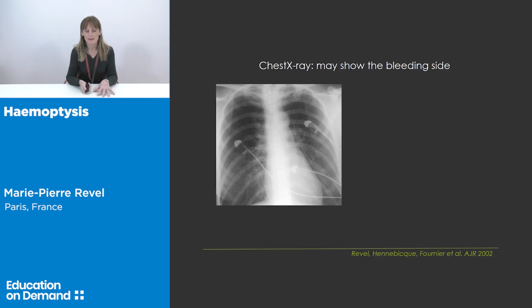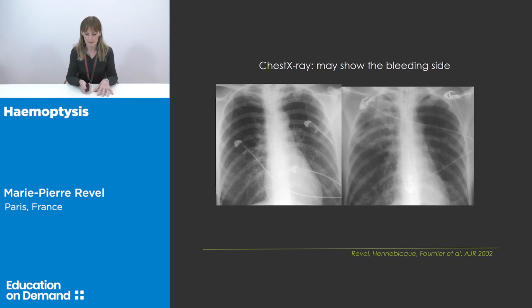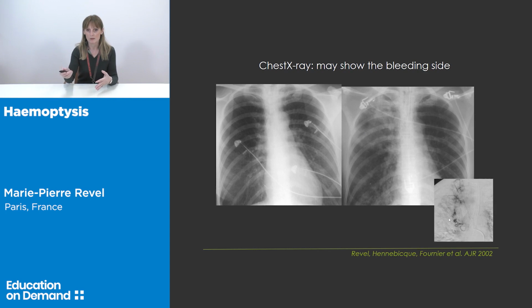Let's see this case. This patient was admitted after a first episode of bleeding, and while she was hospitalized, she had a recurrence of bleeding. And the chest X-ray taken just after this recurrence of bleeding demonstrated that there was this alveolar opacification in the right upper lobe, meaning that the bleeding was coming from the right lung, and this allowed starting the embolization procedure with the right bronchial arteries.